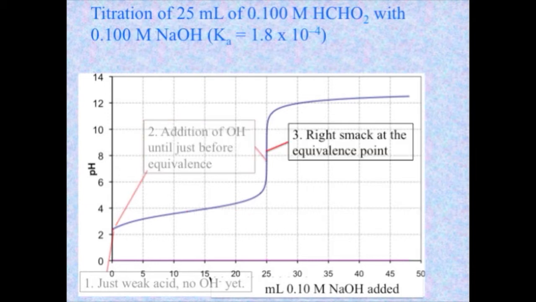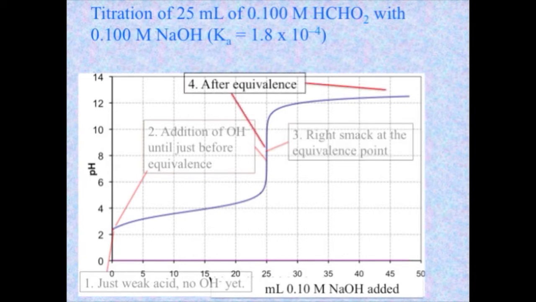The third type of calculation occurs right at the equivalence point, where we have neutralized all of the weak acid. So we just have its conjugate base present in water, and we run the calculation based on that amount of conjugate base. And the last type of calculation is if we continue adding hydroxide to this solution, and all we need to do is calculate the molarity of hydroxide based on that excess and calculate a pH from that.